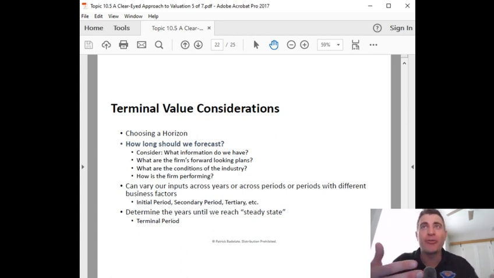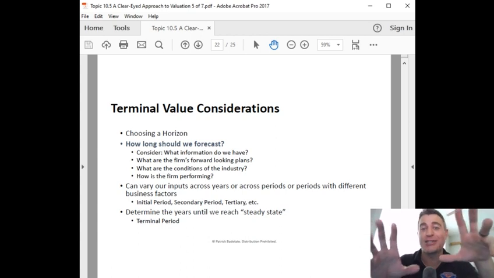How would you determine that? Think about what information you have. What are the company's forward-looking plans? What are the conditions of the industry? How are they performing? Or more simply, try to think about how every company's going to hit this steady state, but don't assume it happens quickly. I mean, just look at a Netflix or an Amazon or an Apple that took quite a long time. You can be in a growth stage for decades, multiple decades. I just want to emphasize that point.